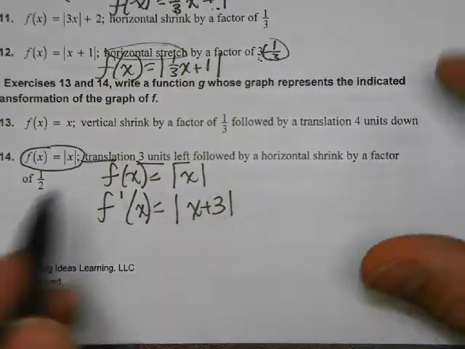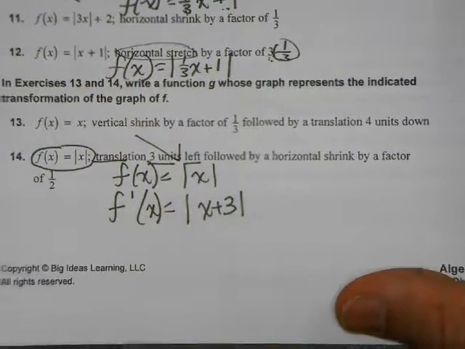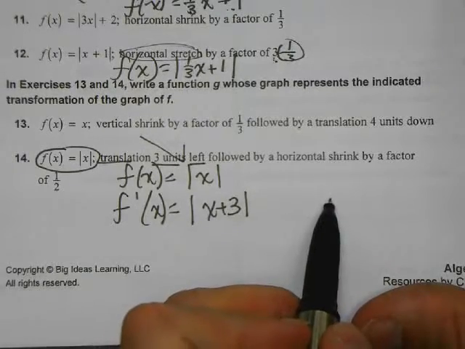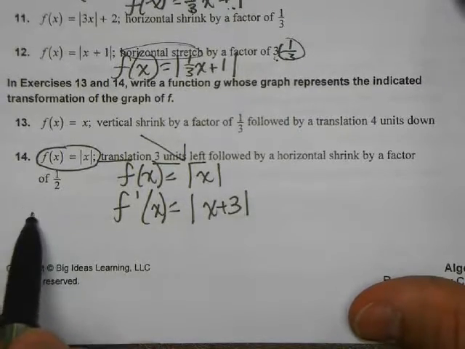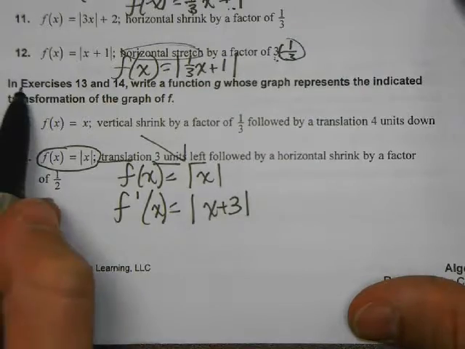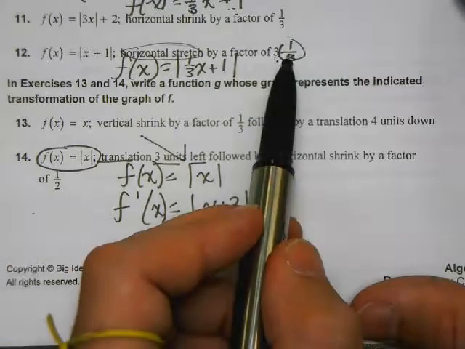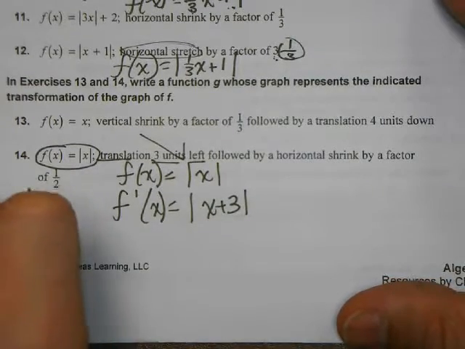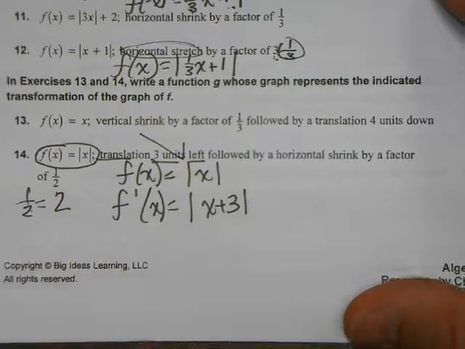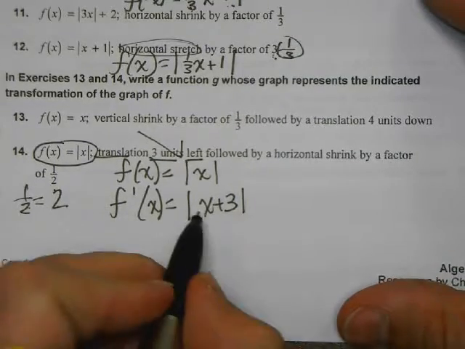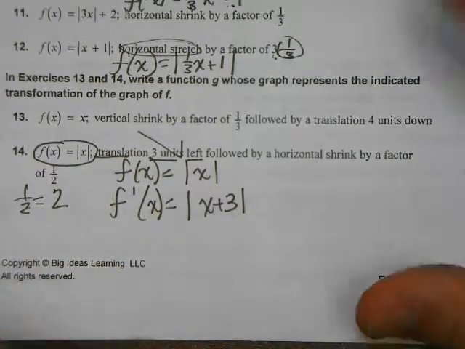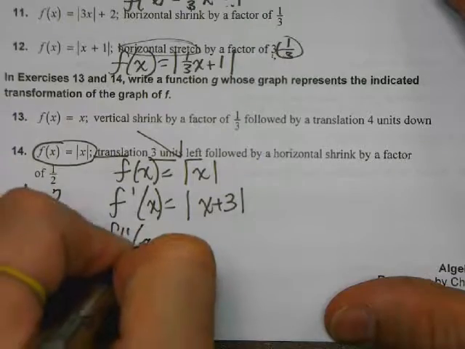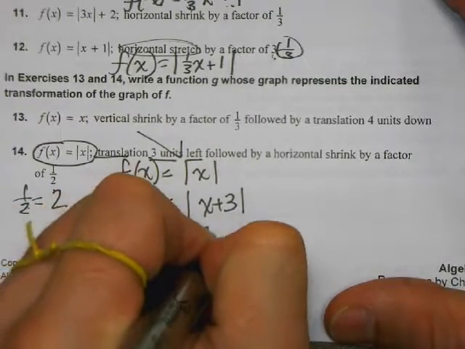After we do that, they ask me then to do a horizontal shrink by a factor of 1/2. This is just like number 12, where we had to do the opposite fraction. So how do you flip 1/2? Well, the reciprocal of 1/2 is just 2. So we're going to tuck this 2 right here in front of the x. Our second step is absolute value 2x plus 3.